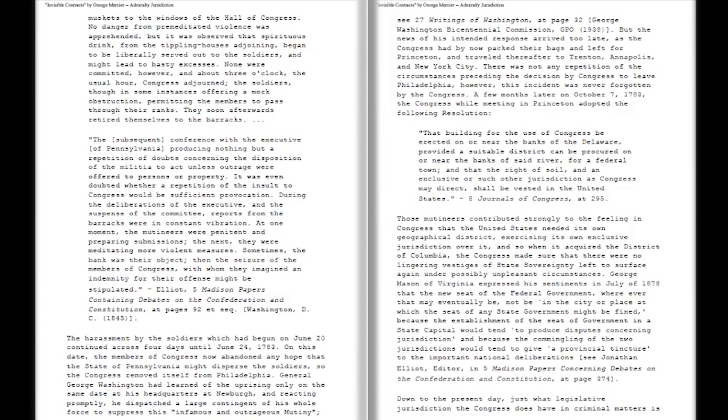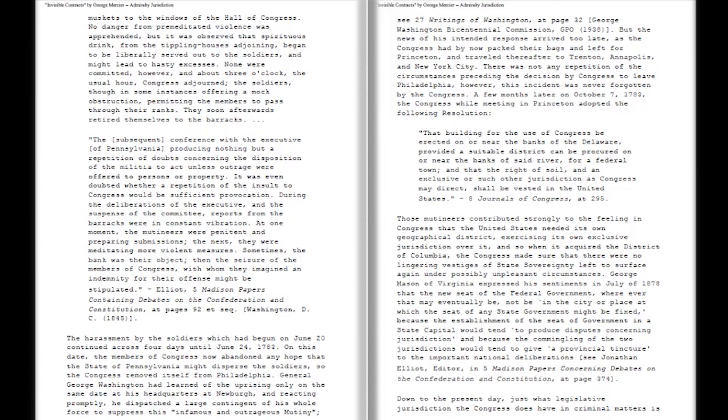The subsequent conference with the executive of Pennsylvania produced nothing but a repetition of doubts concerning the disposition of the militia to act unless outrage were offered to persons or property. It was even doubted whether a repetition of the insult to Congress would be sufficient provocation. During the deliberations of the executive, and the suspense of the committee, reports from the barracks were in constant vibration. At one moment, the mutineers were penitent and preparing submissions; the next, they were meditating more violent measures. Sometimes, the bank was their object, then the seizure of the members of Congress, with whom they imagined an indemnity for their offense might be stipulated. Elliot, 5 Madison Papers, containing debates on the Confederation and Constitution, at pages 92 et seq., Washington, D.C.